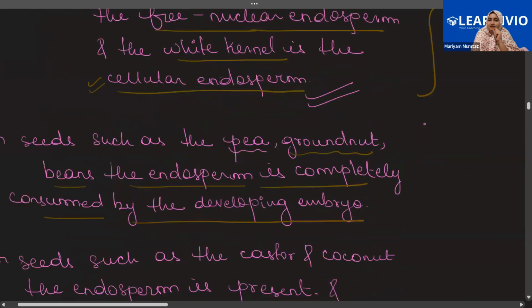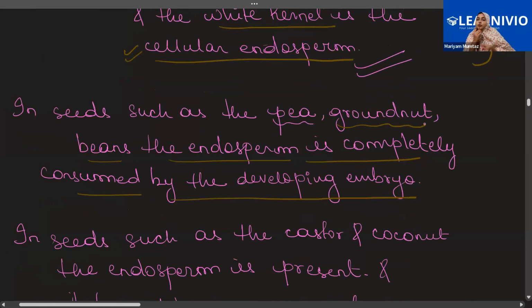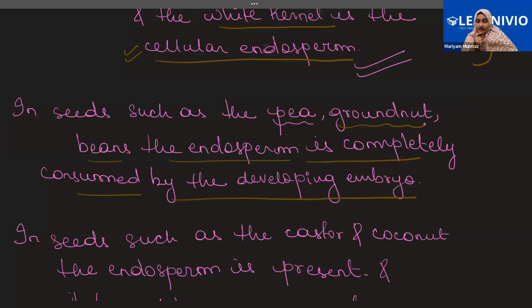Now, there are certain seeds in which the endosperm will be consumed by the developing embryo. See, endosperm is there so that whenever the embryo develops, it will get nutrition. That is the only reason it's there. We eat it, that's a different thing. But endosperm in any seed or plant or any food product derived from the plant is there to nourish the embryo.